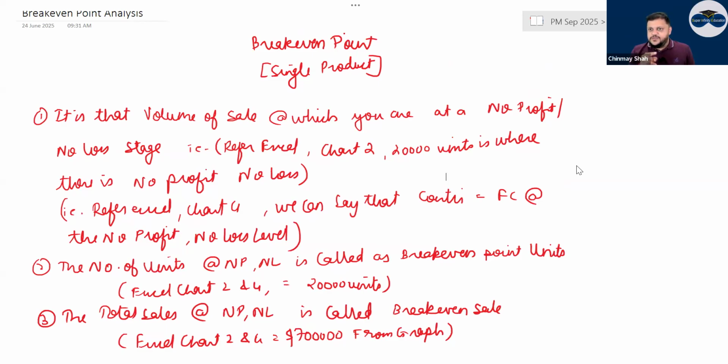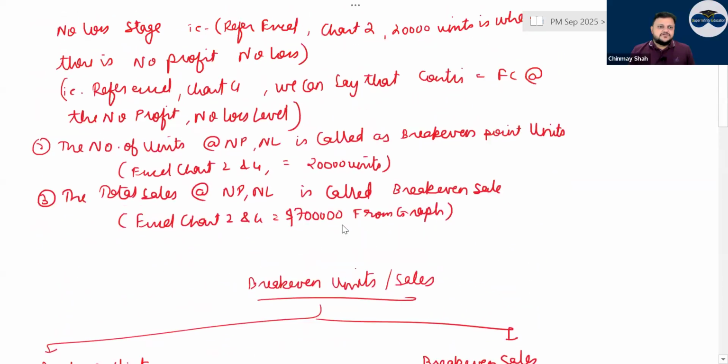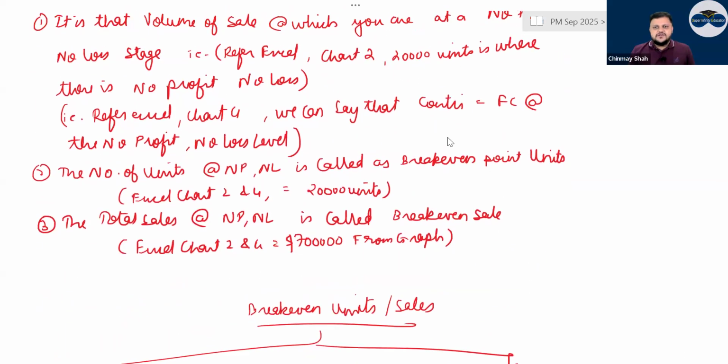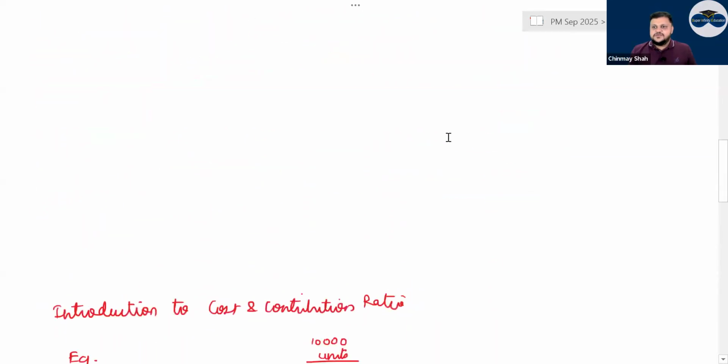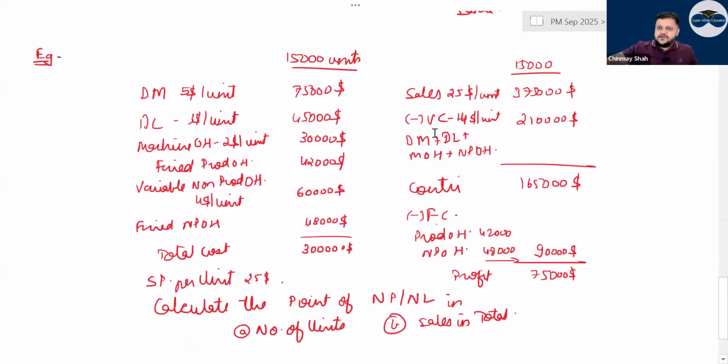Contribution is equal to fixed cost. Right? Then come to the part. We have written it here. Contribution is equal to fixed cost. Sir, my contribution X should be equal to fixed cost, and this will become zero.